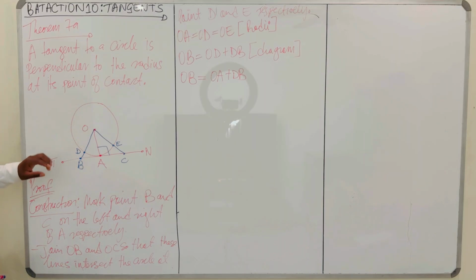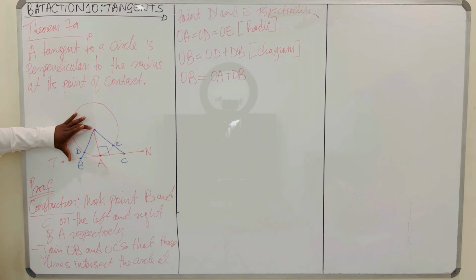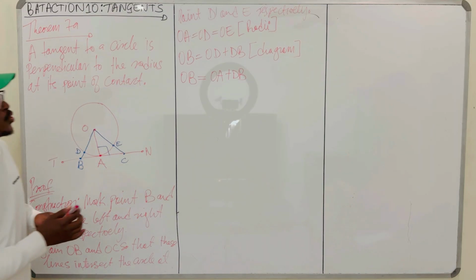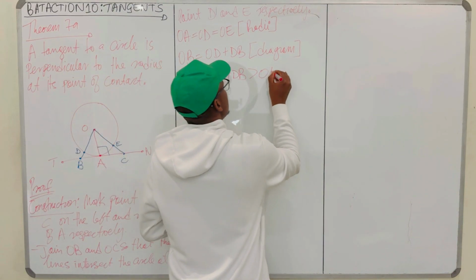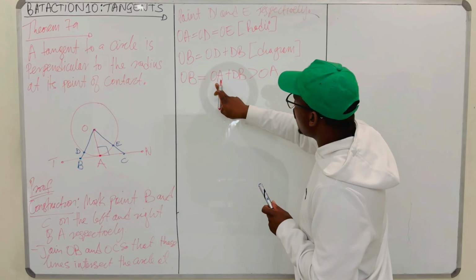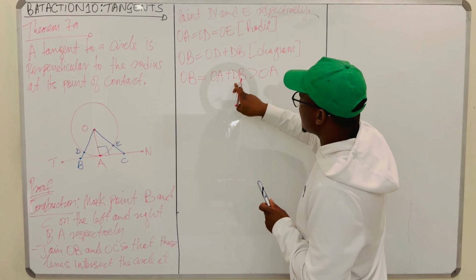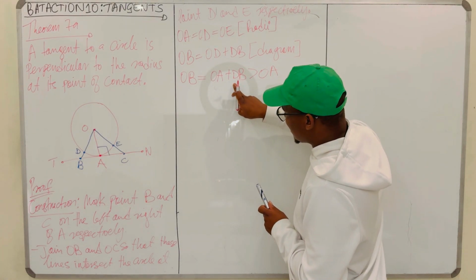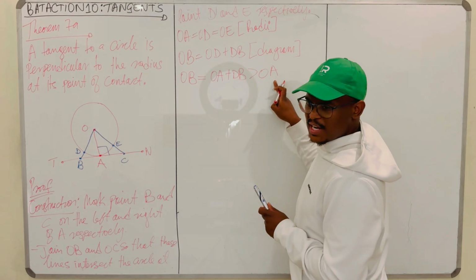Now, if you do this, you will quickly see that it's clear that your OB as a whole is greater than OA. Yes, your OB is greater than OA, because OB is called OA plus something.